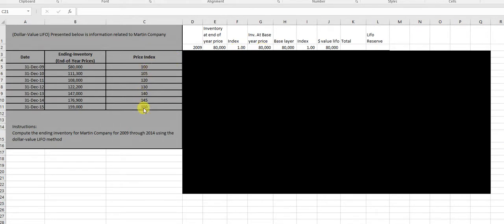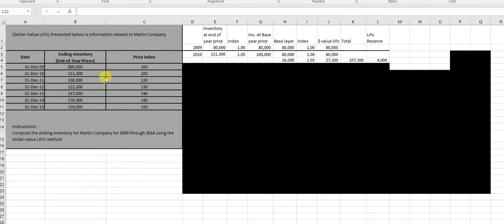So I'm bringing it back down to base year levels. Notice if you have inflation, this number will always be less than this number. So I'm removing inflation, except for when you have 1. So I have my base year layer at 80,000. My index is 1. Now I'm going to bring it back up. Okay? So let me pause.